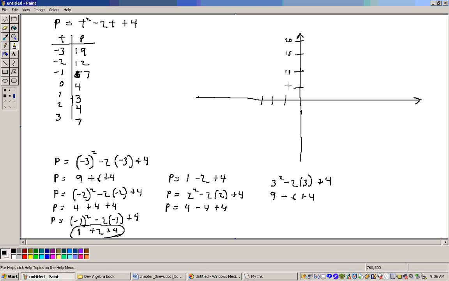And so at negative 3, we're at a height of 19. At negative 2, we're at a height of 12. At negative 1, we're at 7. At 0, we're at 4. At 1, we're at a height of 3, lower than 4. At 2, we're at a height of 4. And at 3, we're at a height of 7, back up here.